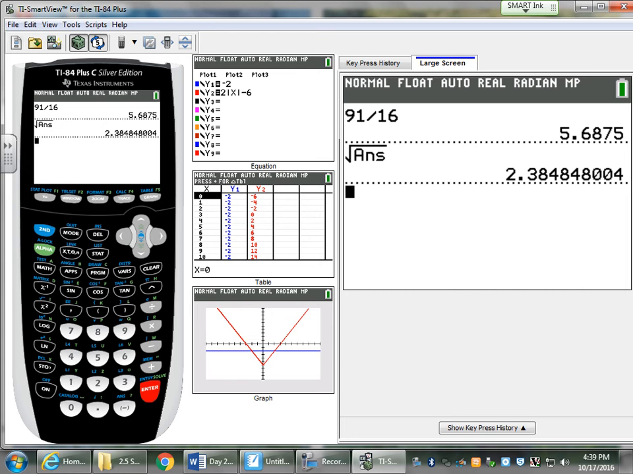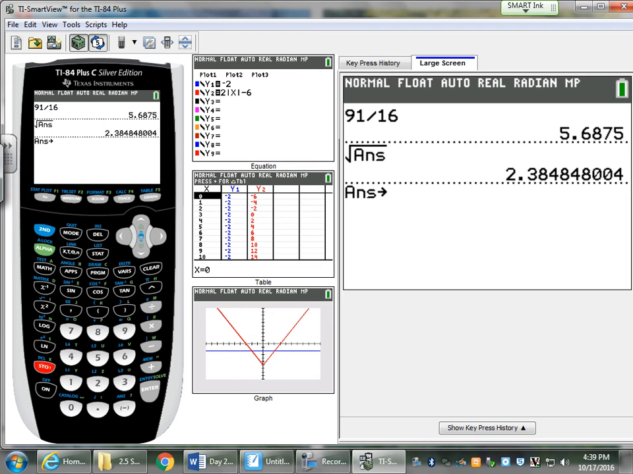You can also store numbers in as letters. So if I wanted to use, say, this 2.3848488004 number later on, like a couple steps down the road where I couldn't do the second negative, I could hit STO, which is above the on button at the bottom. STO down at the bottom. And that's going to store it. Notice it says answer because I'm taking that answer from above as a letter.